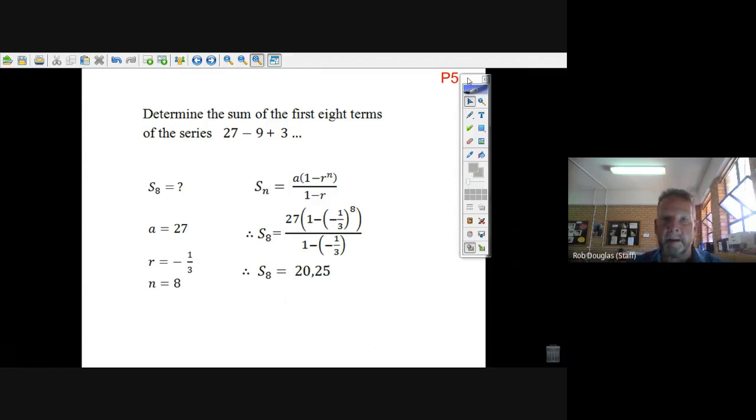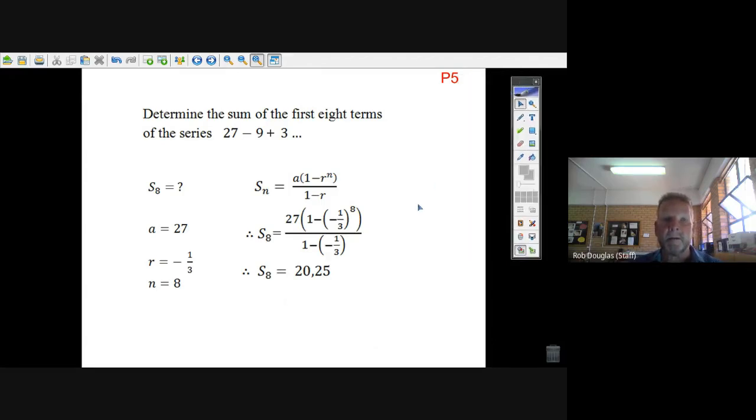Okay, we're going to look at some geometric series here. There are three numbers here in this geometric series, 27 minus 9 plus 3. That's a geometric sequence there. But they want you to find out what the sum of the first 8 of these terms would be of this geometric series. So, write down.